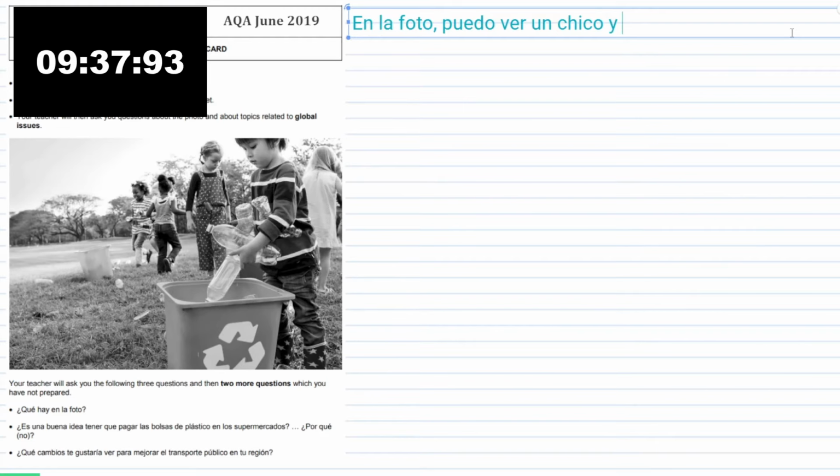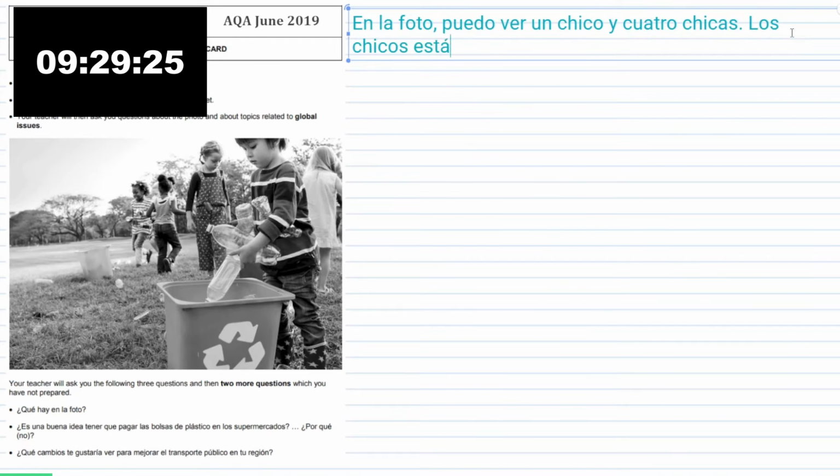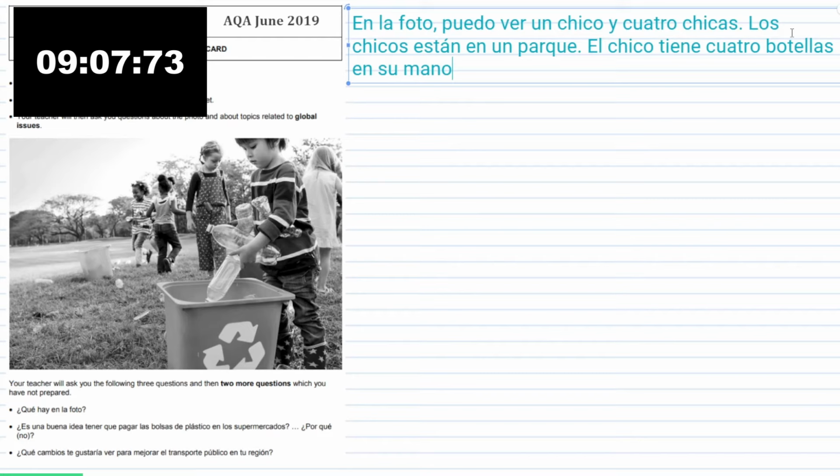Y make it up, let's say cuatro chicas. It doesn't have to be super accurate. Where are they? Los chicos están. We're not using son, we're using the verb estar because location. Ser and estar both mean to be, but we're using estar in this case. So los chicos están en, they are in un parque, maybe. What are they doing? El chico tiene cuatro, we can say cuatro botellas en su mano.